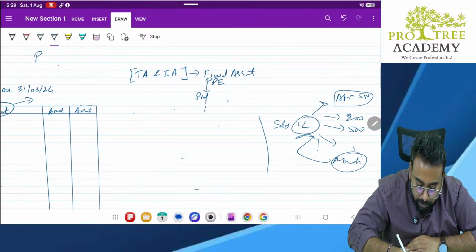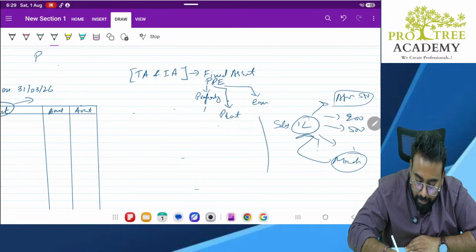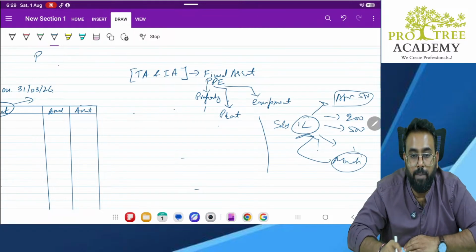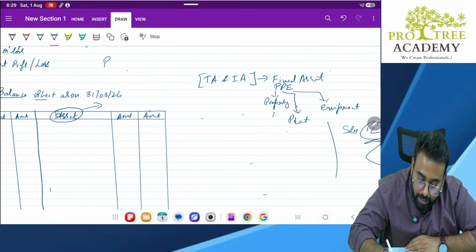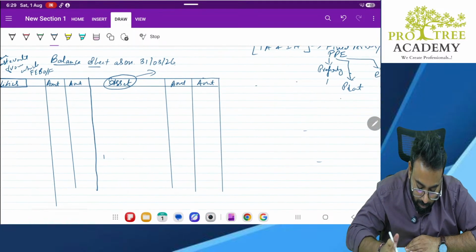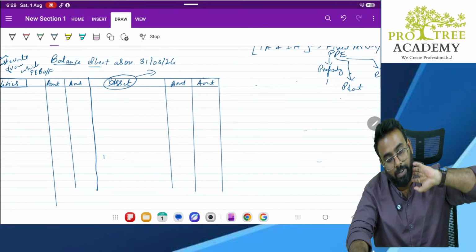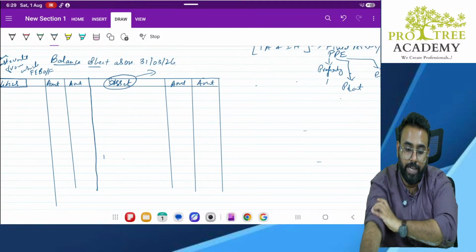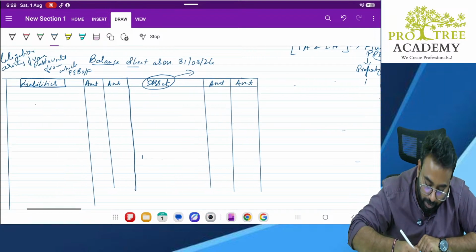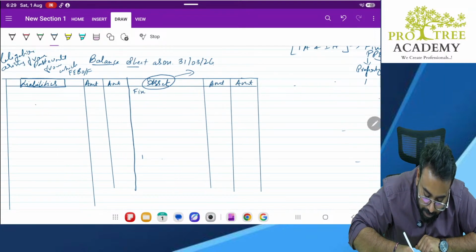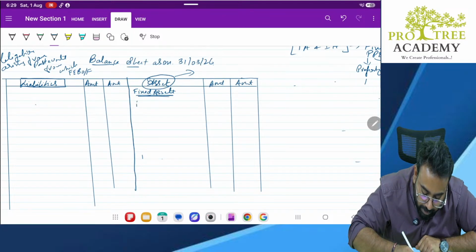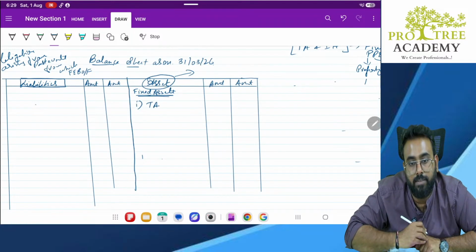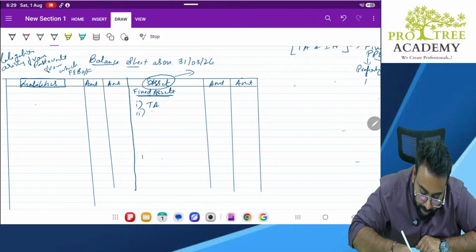Property, plant, and equipment. Property, plant, and equipment. So fixed assets are PPE. Fixed assets is the word which we used to call earlier, but after revision of accounting standard 10, we are calling it PPE. Okay. So the first thing that will come will be fixed assets. So under that, what is the thing which will come, sir? Tangible asset. Second, sir, intangible asset.